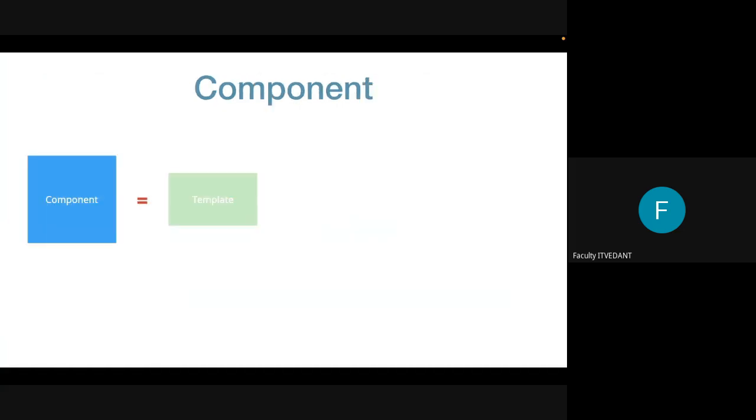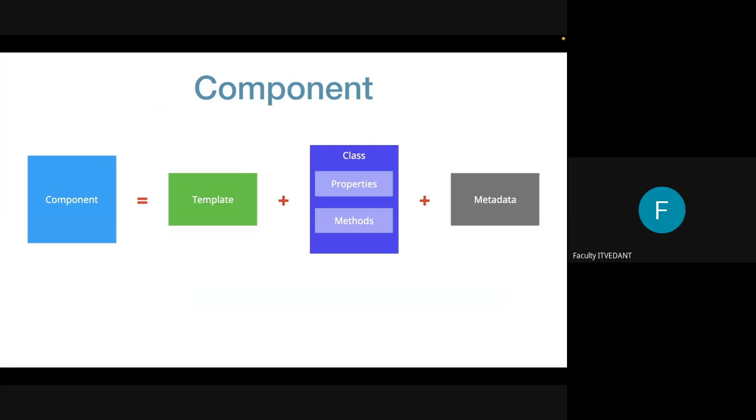Now, what is a component? A component basically consists of a template and a class file. The class file consists of properties and methods plus metadata. A template basically consists of HTML and CSS. The class file is your TypeScript file. Metadata is nothing but, when I create a class and I create an HTML and CSS file, how can I combine all of these things to make a component? To combine them, we provide metadata, which is nothing but providing the configuration details to make up that component.